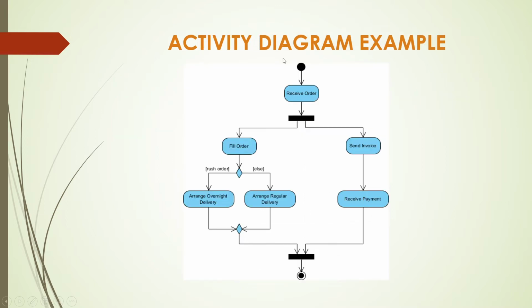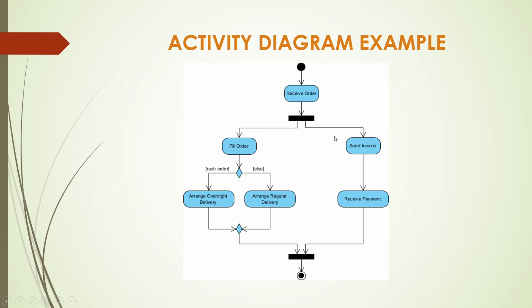Okay, so here we can see that this is the start node, this is an activity. So we receive an order, then it is a fork where this is divided into two. This doesn't mean that either we do this or do that. We have to do both the things. First option is fill order. Then we have a decision whether it is a rush order or a normal order. If it is a rush order, then we have to arrange overnight delivery. Otherwise, we have to arrange the regular delivery. And then we have a join over here.